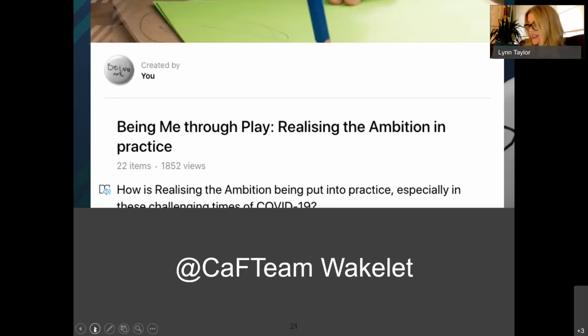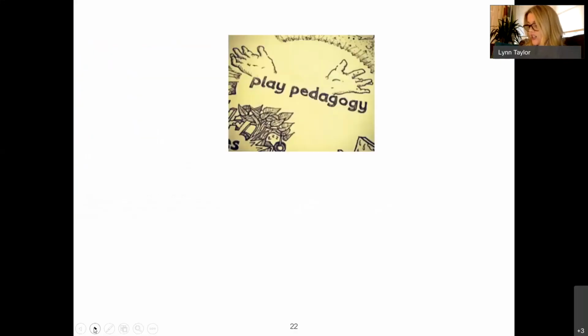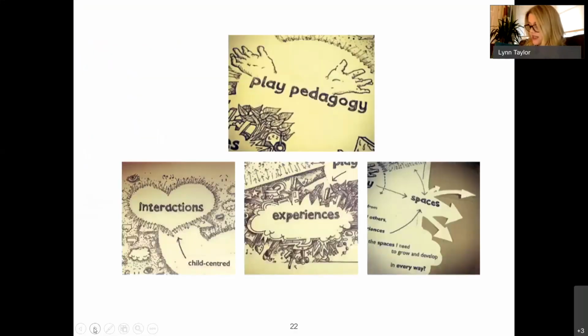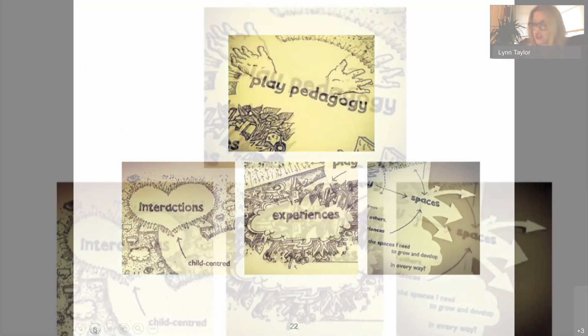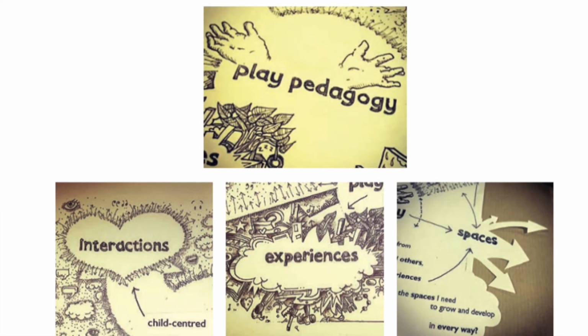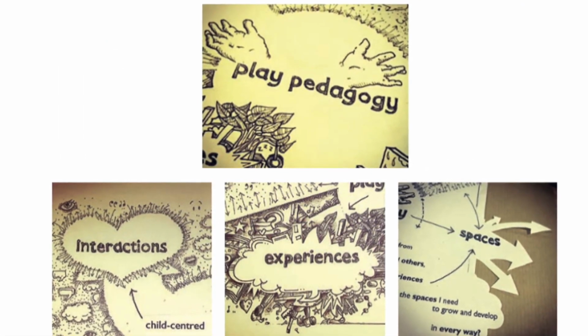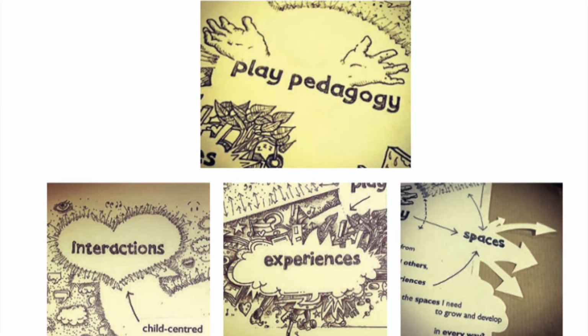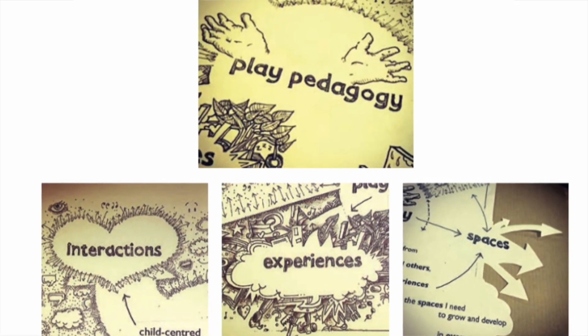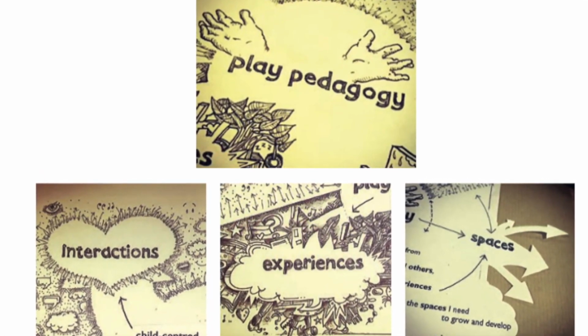Now, our next slide looks at interactions, experiences, and spaces. Throughout the guidance, the term the learning environment is defined as the totality of these three parts: the interactions we have, the experiences we facilitate, and the spaces that we make for children as educators. Every learning environment, in terms of these interactions, experiences, and spaces, tells a story about how play is valued.